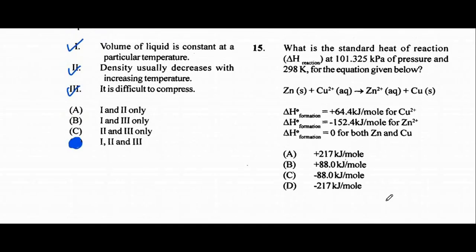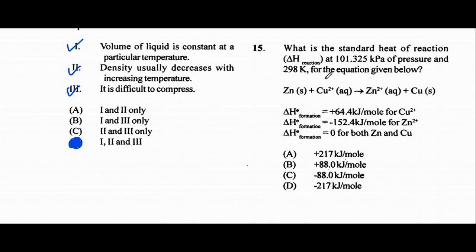Alright, so number 15 says, what is the standard heat of reaction? So we're finding the heat of reaction, delta H of reaction, at 101.325 kilopascals of pressure. That's standard pressure, and that's 1 atmosphere, and 298 Kelvin, which is 25 degrees Celsius. That's room temperature, and that's standard temperature as well. Alright, we see Zn solid and Cu2 plus, Zn2 plus, and Cu solid.